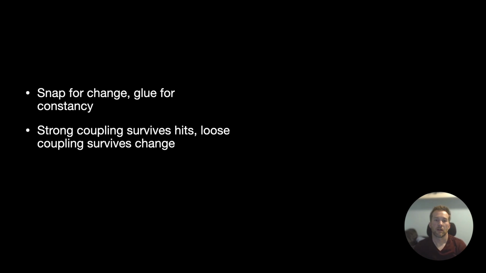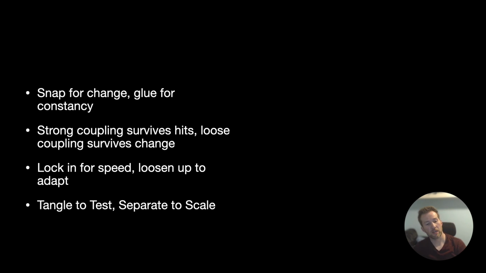The first thing we looked at was how we can snap for change and glue for constancy. This was talking about flexibility and continuity and the trade-offs between those. After that, we took a look at how strong coupling survives hits while loose coupling survives change. This one is all about reliability and durability, and how loose coupling can be more for reliability, while strong coupling tends to do better with durability.